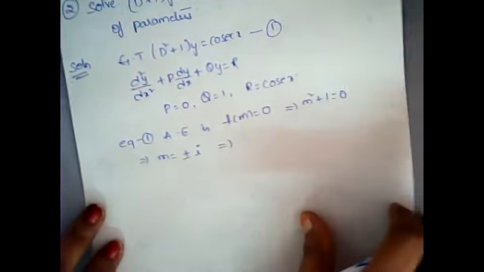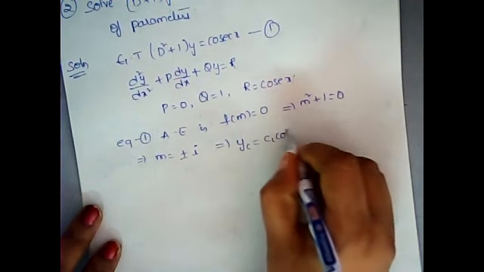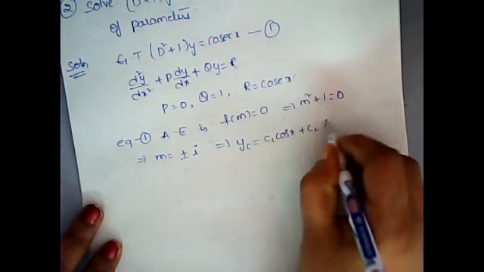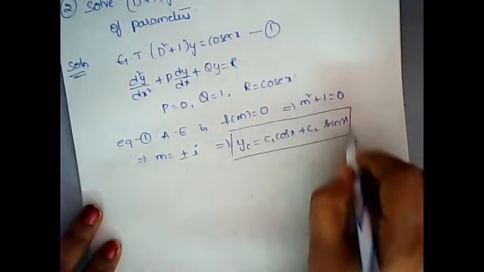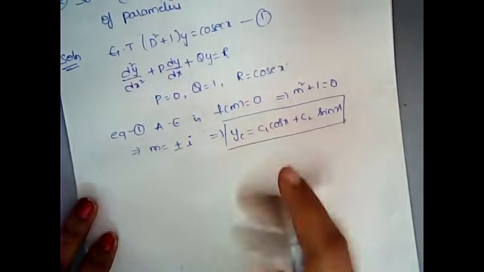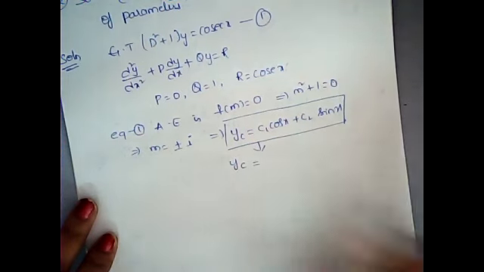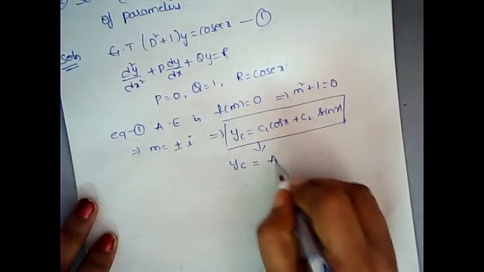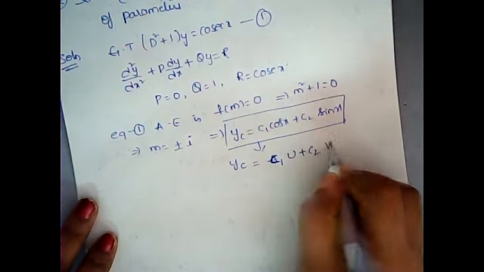So what will be the yc here? Yc will be taken as c1 cos x plus c2 sin x. Now equate this to the standard form of the yc. What is the standard form of the yc here? Which is c1 u plus c2 v.